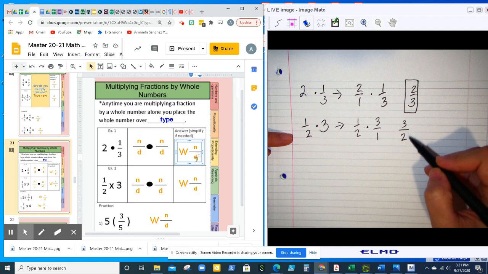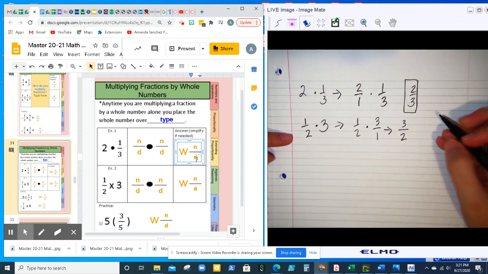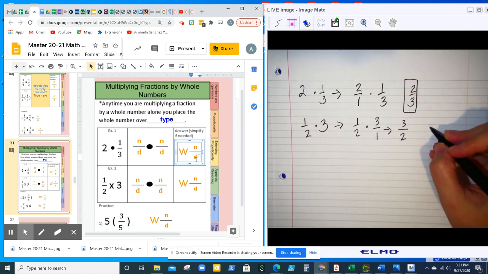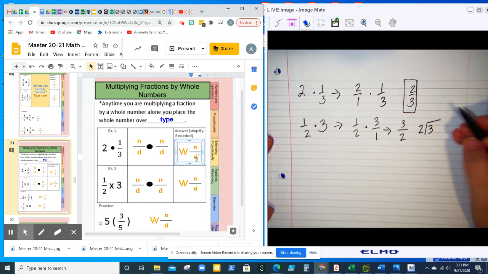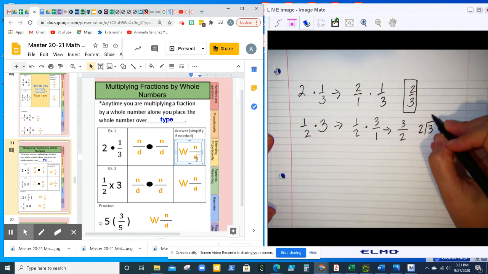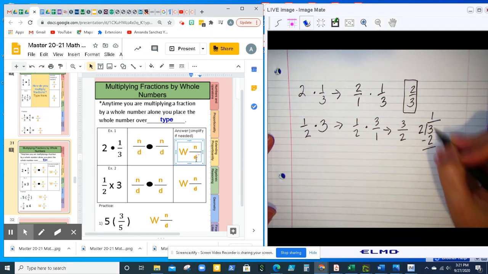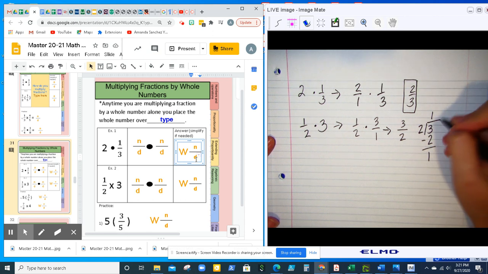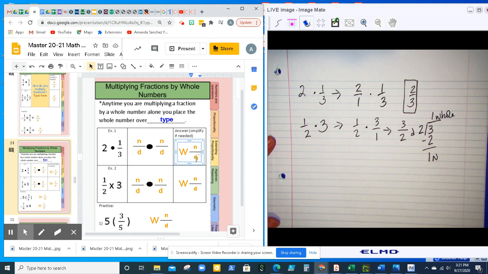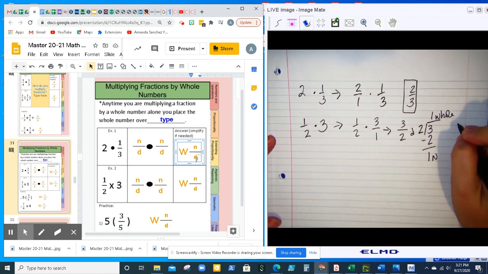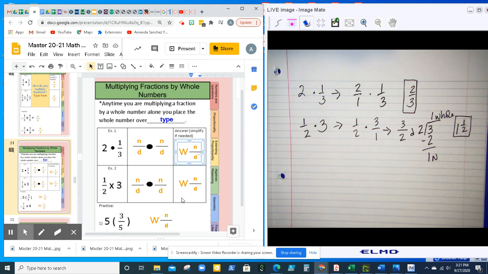So now you have this improper fraction, and you need to change it into a mixed number. So 2 can go into 3 one time. And then you subtract. Your remainder is 1. This is the whole, this is the numerator, and this is the denominator. So our mixed number would be 1 and 1/2. So 1 would go here, and then 1/2.